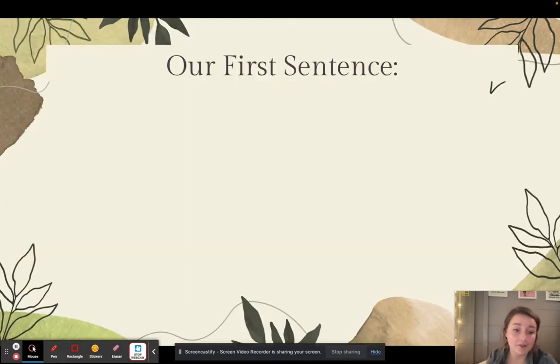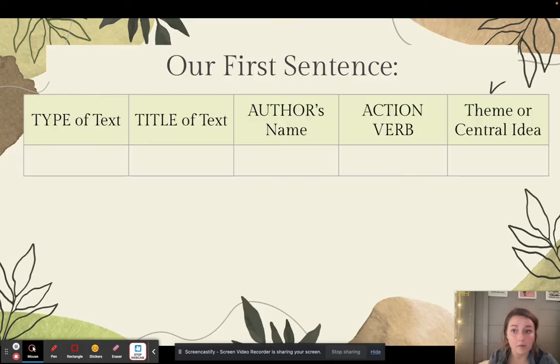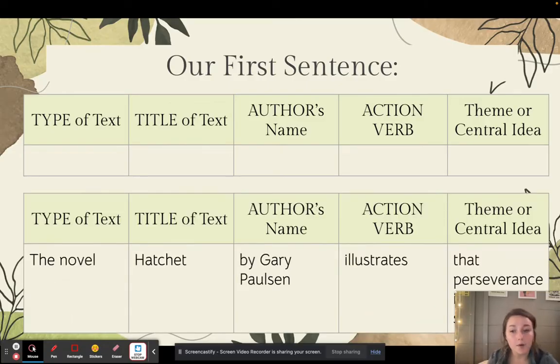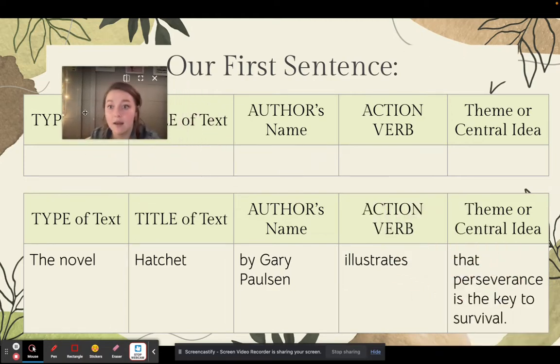This is a skill you're going to have to use a lot. Now, at this point, you have already covered how to write that first sentence, right? We talk about the type of text, the title, the author's name, the action verb, and the theme or the central idea of the text. This sets us up in a really strong way so that we sound like the professionals we would like to be when we're talking about this. So, for example, for the novel Hatchet, I could say the novel Hatchet by Gary Paulson illustrates, there's my action verb, that perseverance is the key to survival.